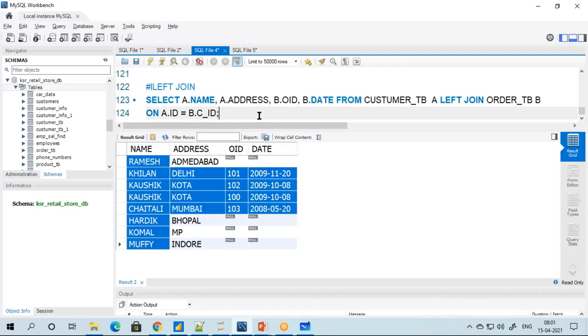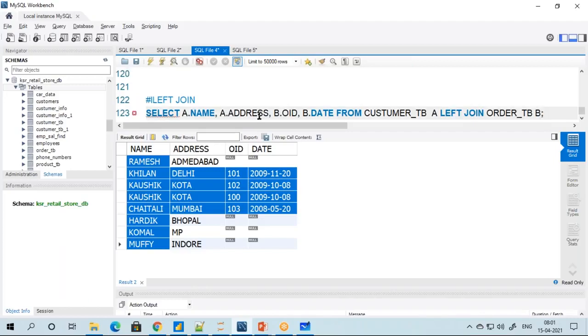Okay, let us assume I forgot to write this ON condition. Just a minute, why is it throwing an error? Because I have used this B, I have used this A, but I have not given any condition.